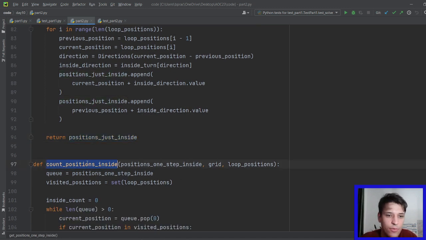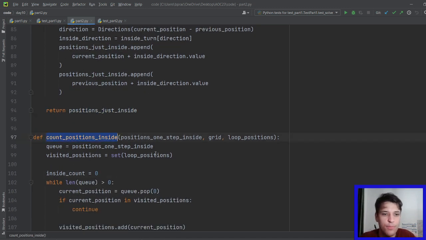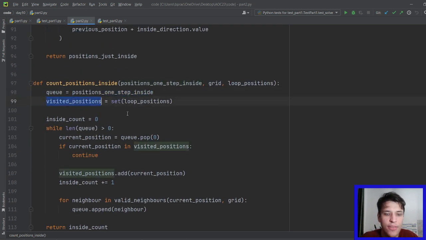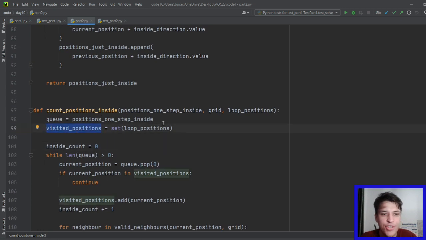So how can we do that? That will be done by this function, or at least it will count all the positions inside. We'll have a queue around which enqueues all the positions that might be inside but we haven't considered yet. And then we also will have a set of visited positions. That will eventually contain all the positions we visited, but at the start we'll initialize it to all the loop positions. Essentially, if we are inside, we don't want to go across the loop because that would put us at a position that is outside.